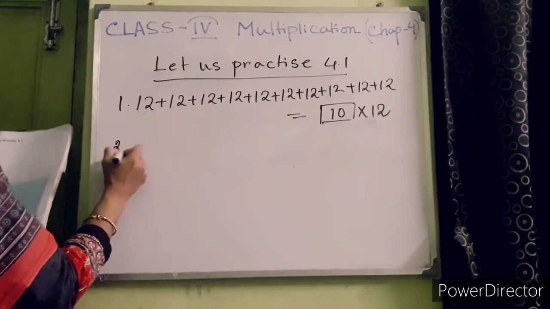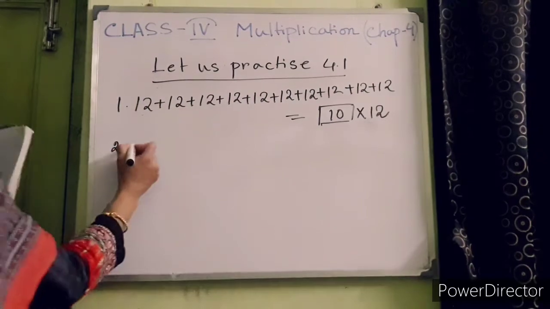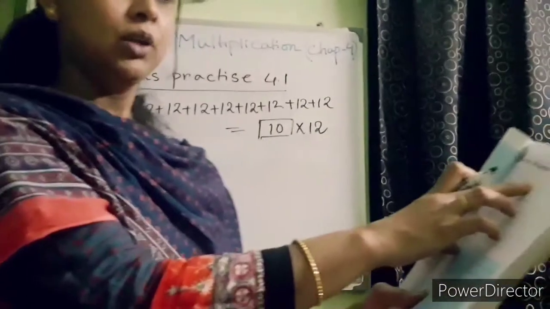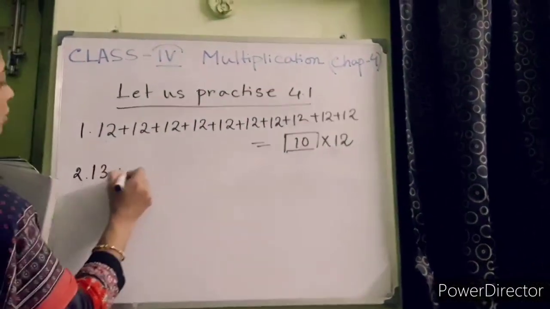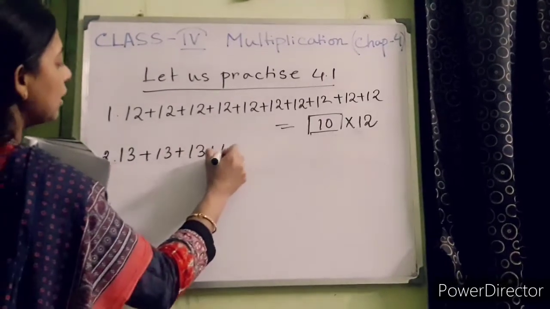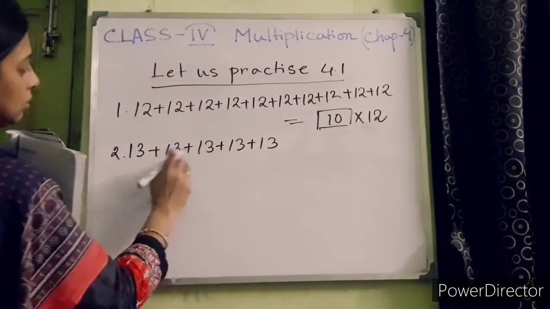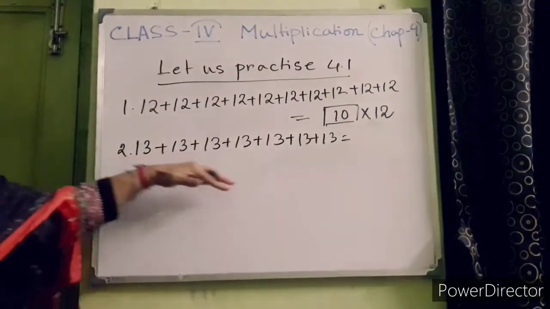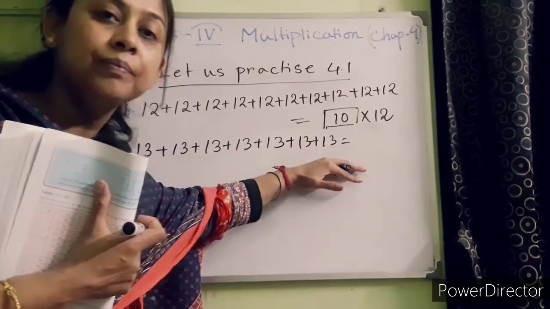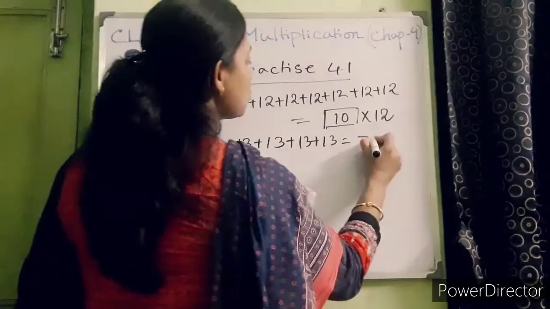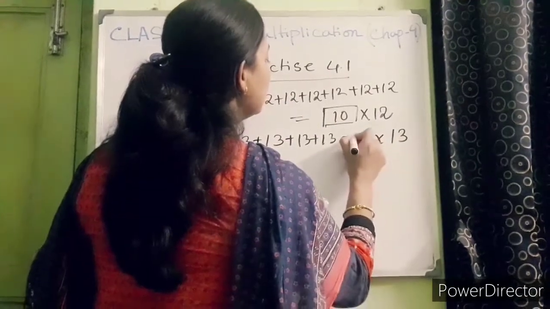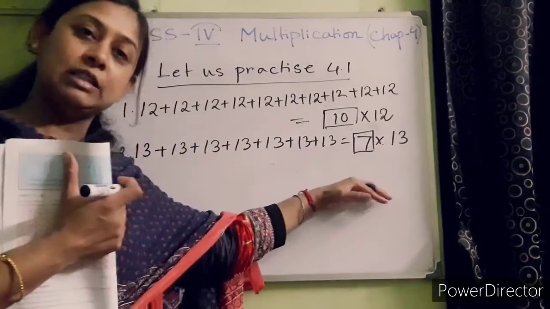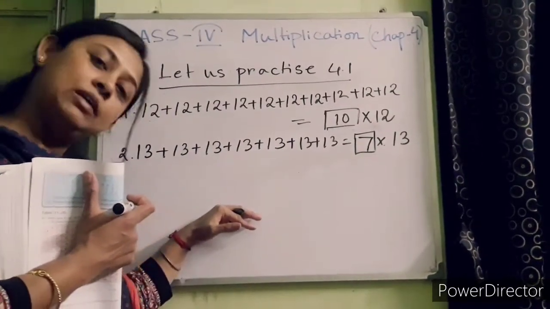Now number 2. 13: 1, 2, 3, 7 times 13 is repeated here. So 13 plus 13 plus 13 plus 13 plus 13. 1, 2, 3, 4, 5. So how many times is 13 added here? 7 times. So 7 into 13. In this way you can do multiplication. By repeated addition you can do multiplication.